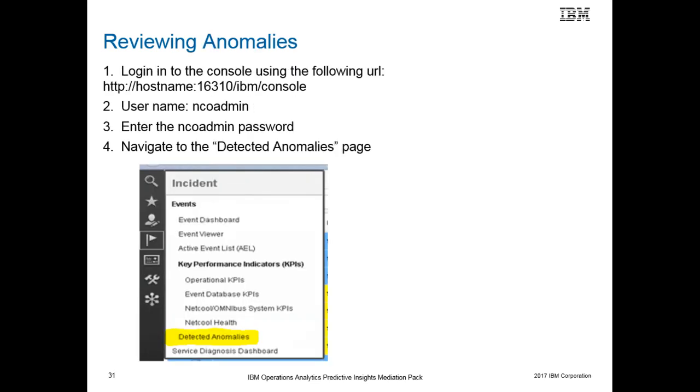Typically, the training process can take up to 2 weeks before the anomalies are accurately predicted. When the training process is complete, you can review any detected anomalies by logging into the console and navigating to the Detected Anomalies page.